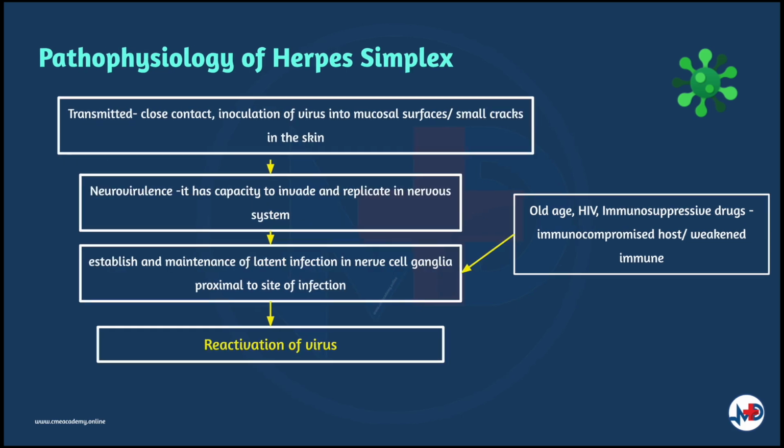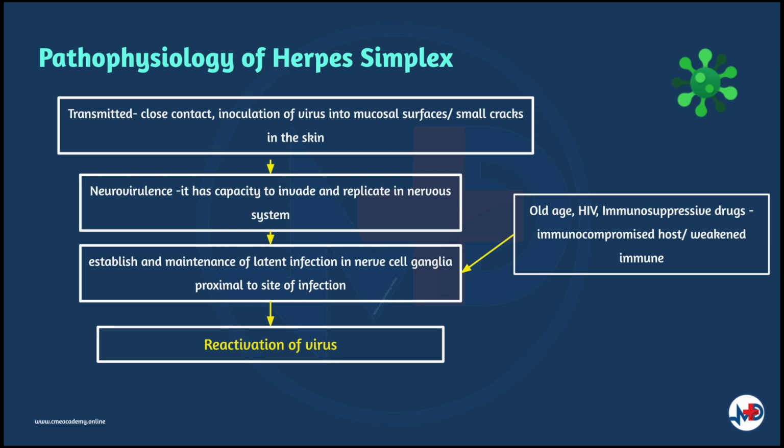Next, let's understand the pathophysiology of this infection. As we have said earlier, the causative agents of herpes simplex infections are herpes simplex virus 1 and herpes simplex virus 2. Therefore, it is important to be familiar with the properties of these viruses. Firstly, these viruses have the capability to invade and replicate in the nervous system. Therefore, they are said to be neurovirulent. The next property would be latency, where they are able to establish and maintain latent infection in the nerve cell ganglia proximal to the site of the infection.